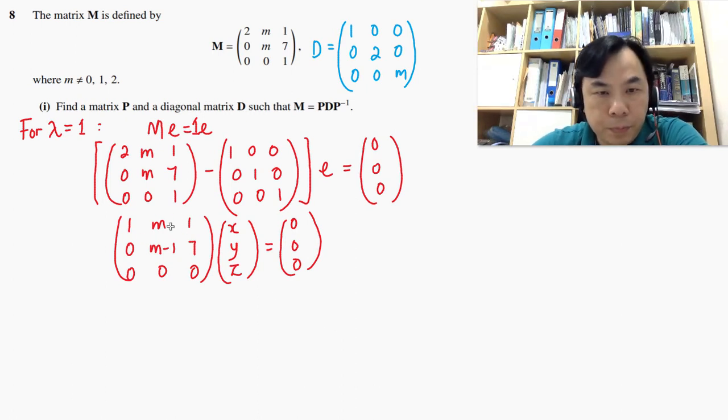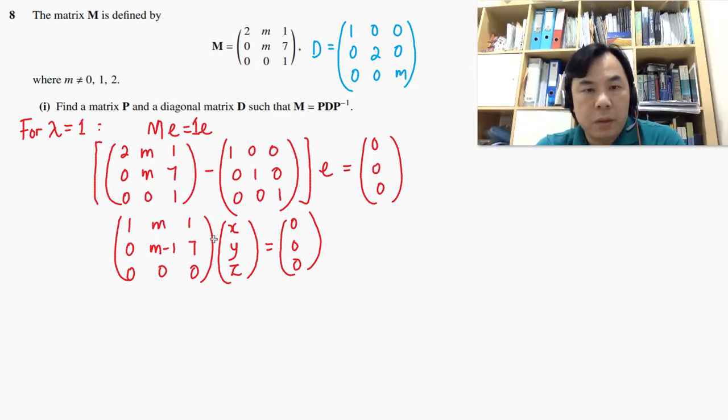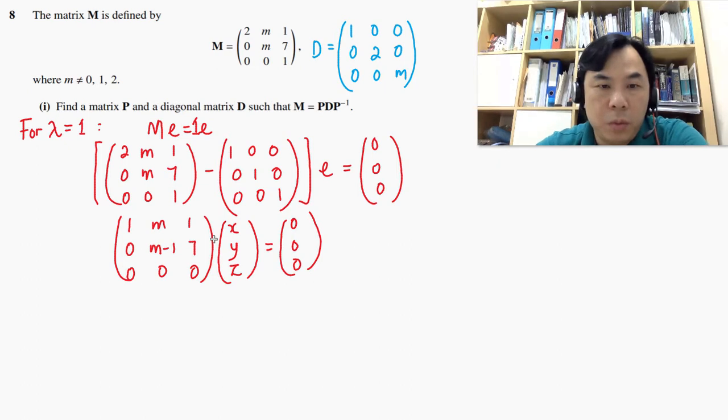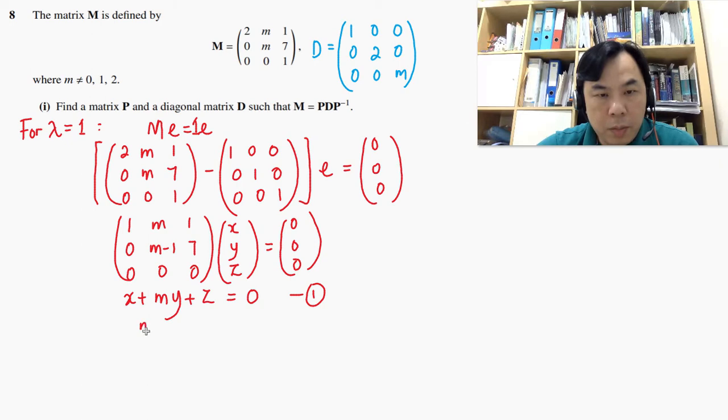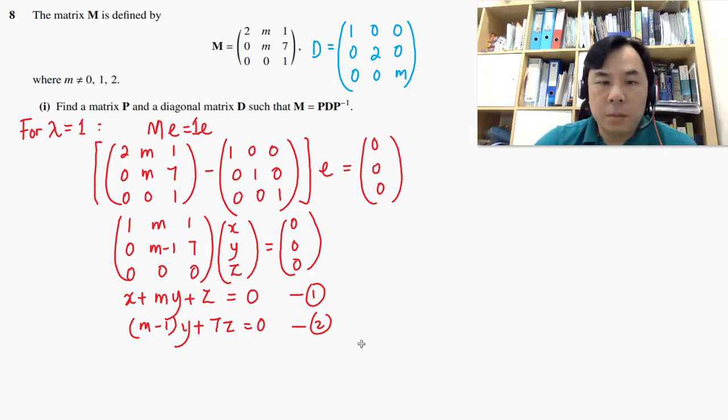And then we can convert this into Cartesian form. There are many ways to obtain the eigenvectors, but the one that is more comfortable to me would be to convert this back to Cartesian form. So in the Cartesian form, we have x plus my plus z equal to 0. That's our first one. And then the second one will be m minus 1 y plus 7z is equal to 0. Now that will be our second linear equation.